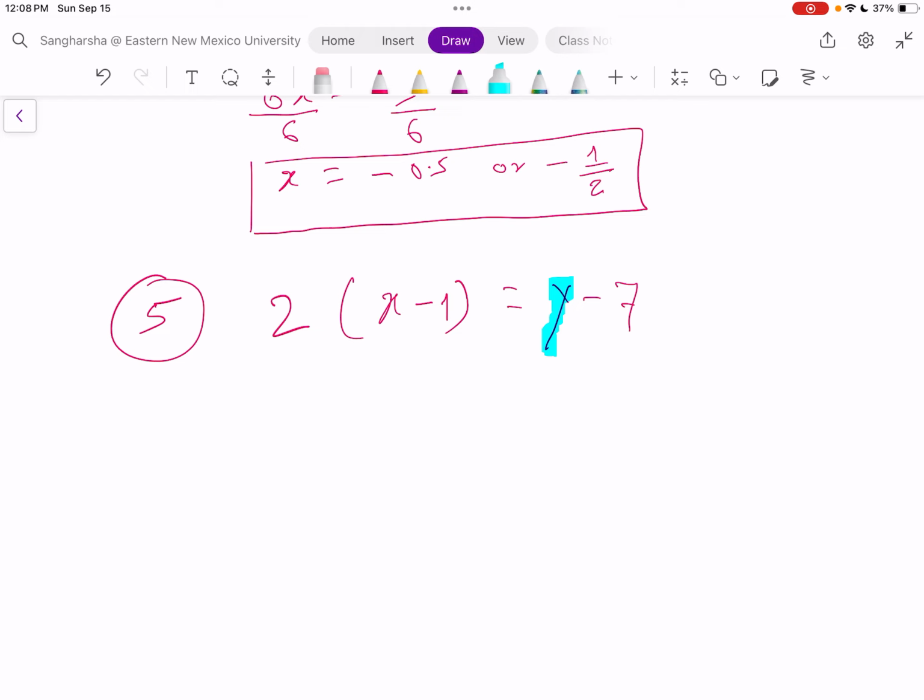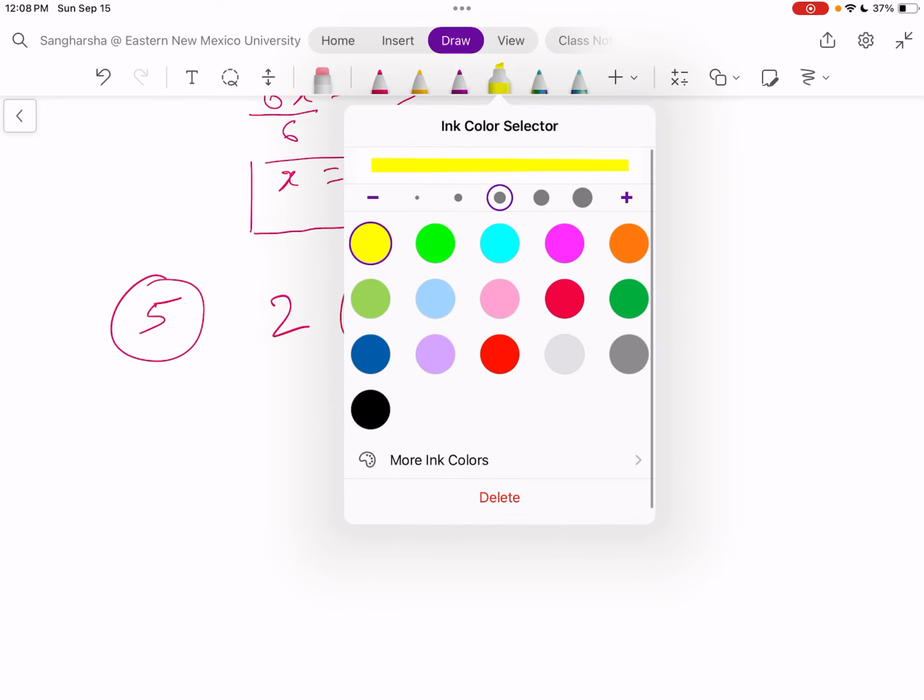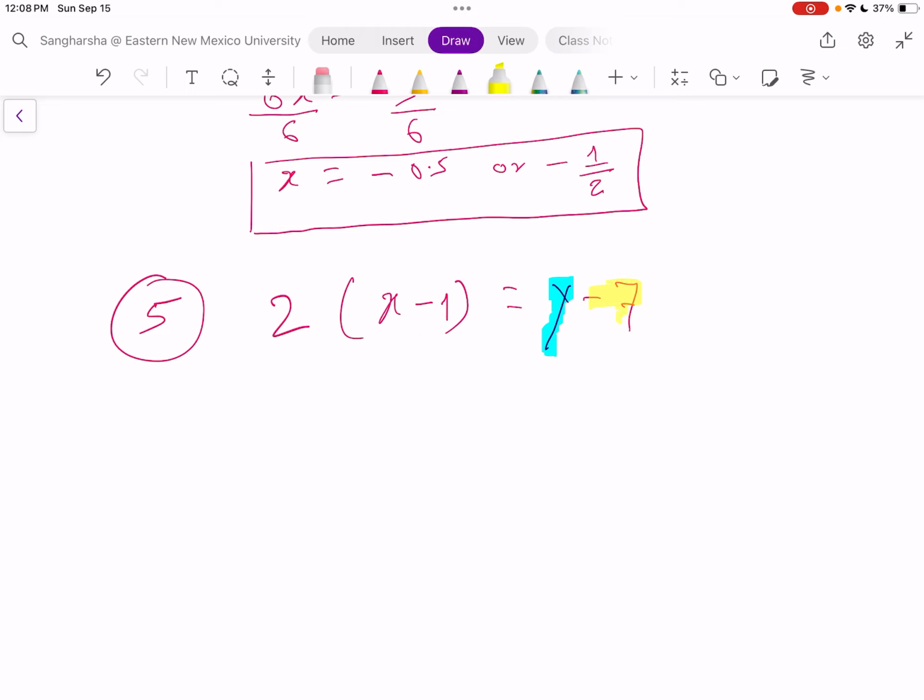In order to solve this equation for y, we want our y by itself on one side. You can have y on the right side or left side, it really doesn't matter. Here with y we can see minus 7, so let's get rid of minus 7 from the right side. For that we add 7 on both sides.